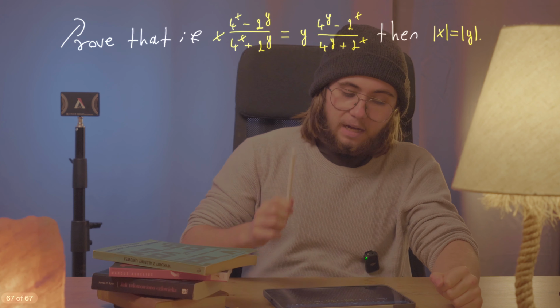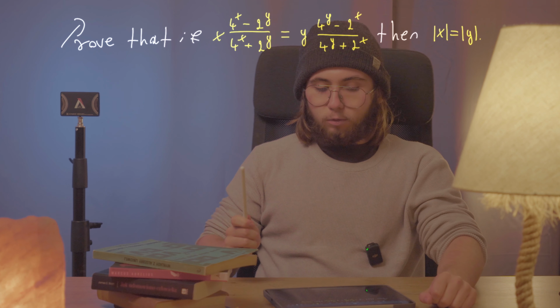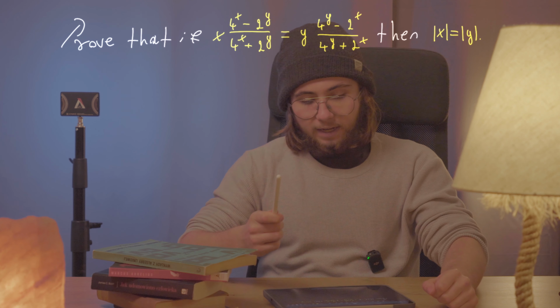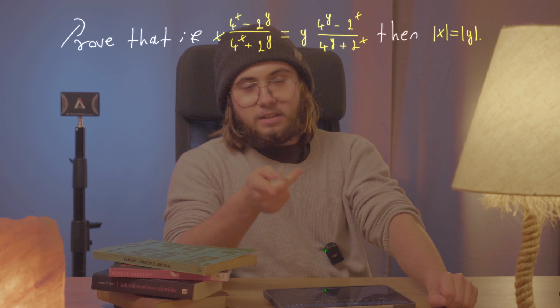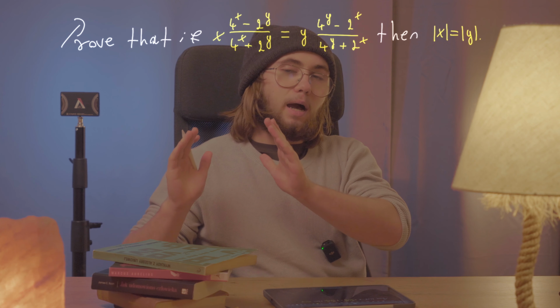So we are supposed to prove that if x multiplied by (4^x − 2^y) all over (4^x + 2^y) is equal to y multiplied by (4^y − 2^x) all over (4^y + 2^x), then the absolute value of x has to be equal to the absolute value of y.